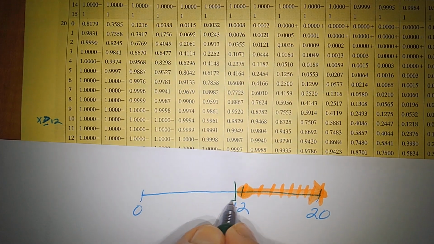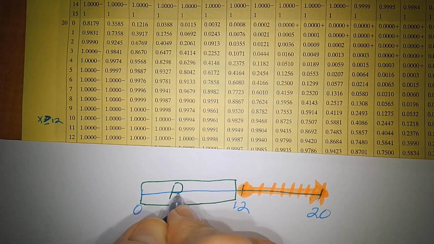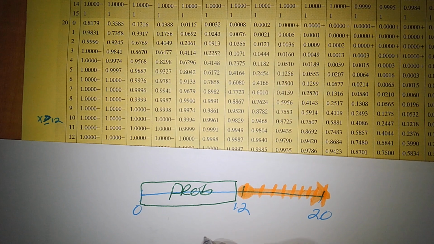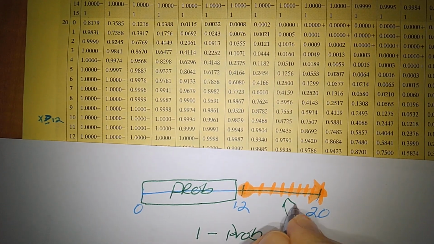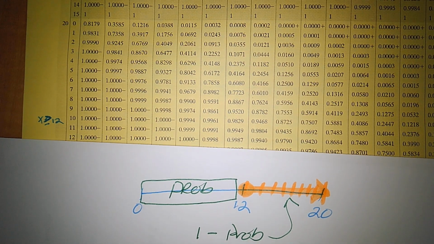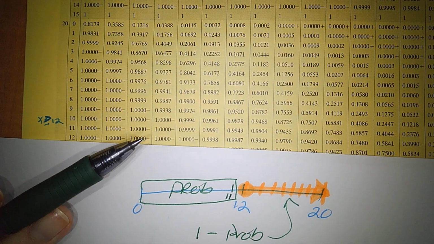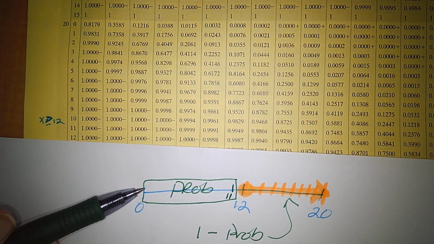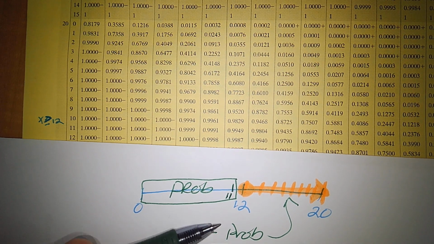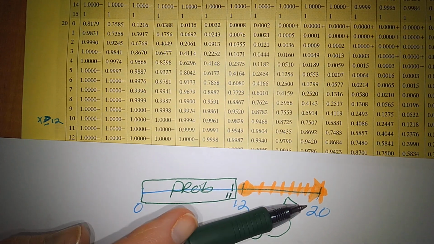So if I could find this probability to the left of the orange line, all I would need to do is take 1 minus that probability, and then that will get me the probability in the orange shaded area. So what I'm going to do is look up the number 11 in this table, find the probability of something being 11 or less, and then subtract that probability from 1, and that should give me the same value for the orange probability, which is to the right.